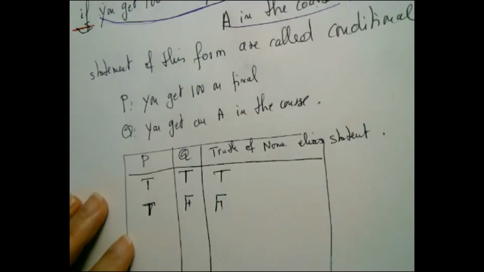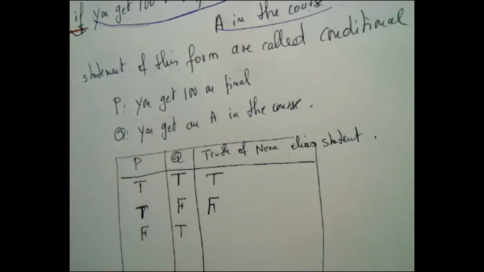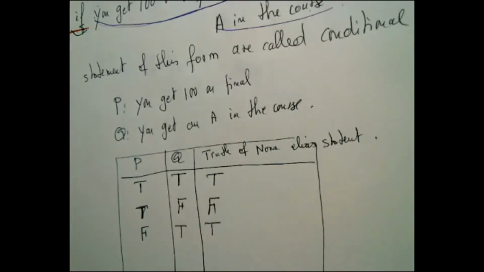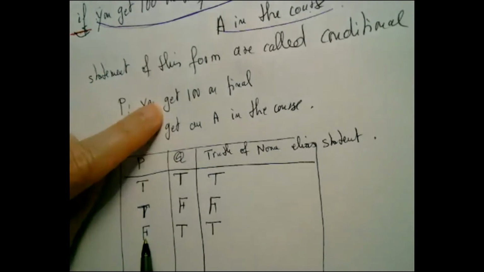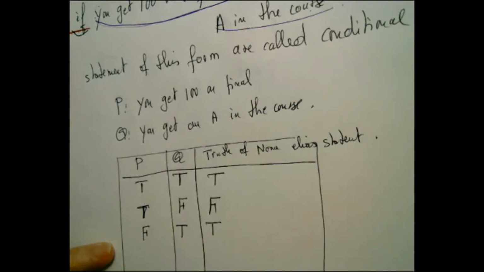Now, let us say you did not get a 100 on the final. So P is a false statement. I gave you an A in the course. Is my statement true or false? It's true because you could still earn an A without getting 100 on the final. Exactly. So even if P is false and Q is true, my statement is also true for the same reason your classmate said. Something else could have triggered the A.